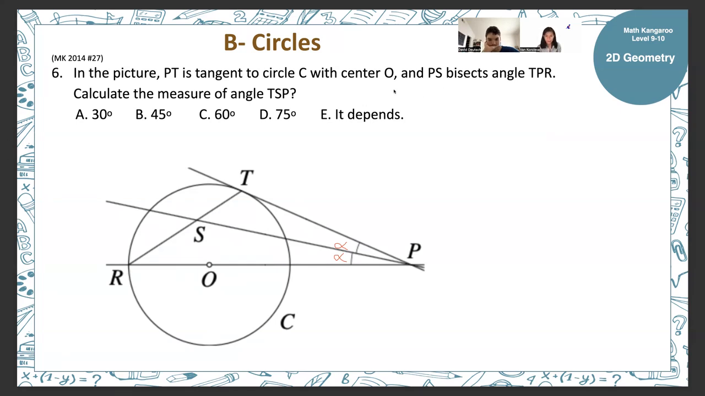Yes, thanks for labeling. That means PS bisects, and then PT is tangent to C, right? So we want to represent that information on the picture. So how do we do that? Wait time, so we can figure this one out.